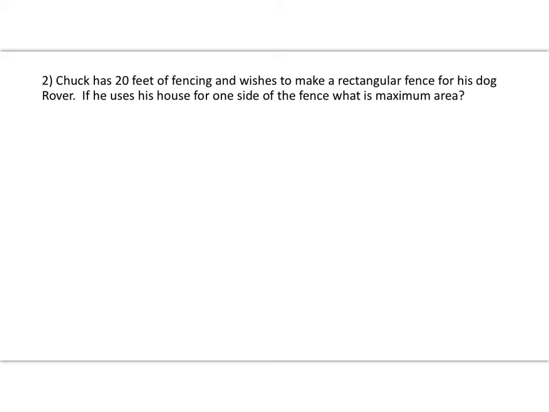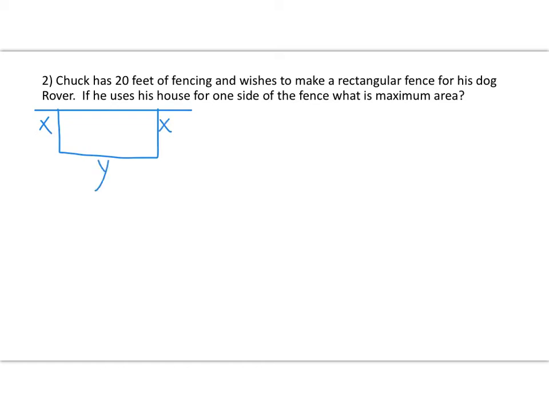In this problem, it says we're going to use 20 feet of fencing to make a rectangular fence, and Chuck is using one side of his house as the fence, and he has a total of 20 feet. So if this is the house, and I build a fence off of it, it's rectangular, so I know opposite sides are exactly the same. And then I have a second side.